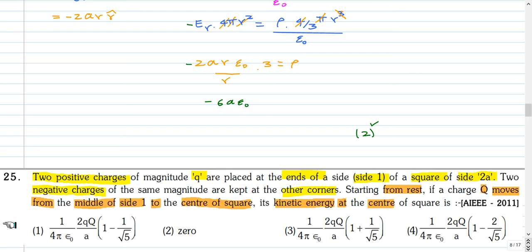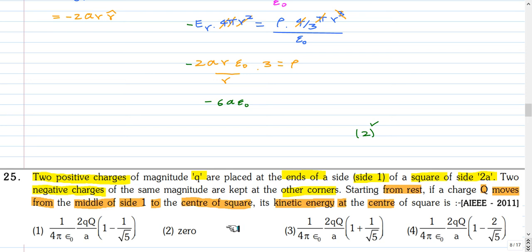This is the next question. Two positive charges of magnitude q are placed at the ends of a side of a square of side 2a. Two negative charges of the same magnitude are kept at the other corners. Starting from rest, if a charge capital Q moves from the middle of the side to the center of the square, its kinetic energy at the center of the square is.